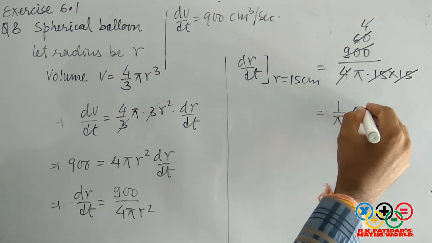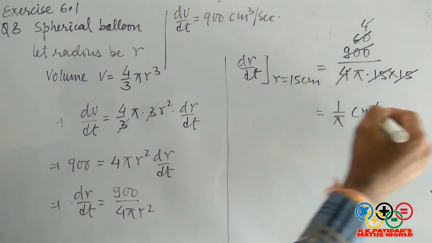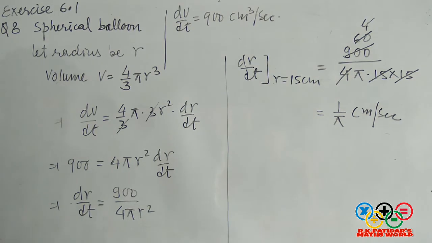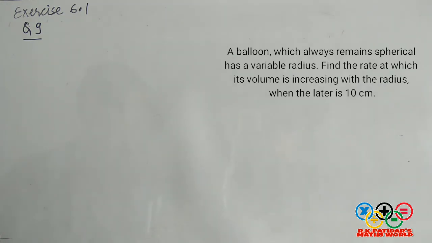It is radius. Radius किसमें है? सेंटीमीटर में है. पर टाइम, टाइम किसमें है? सेकंड में. तो 1 upon 5 सेंटीमीटर पर सेकंड will be the rate of change of radius with respect to time. Next question is question number 9.